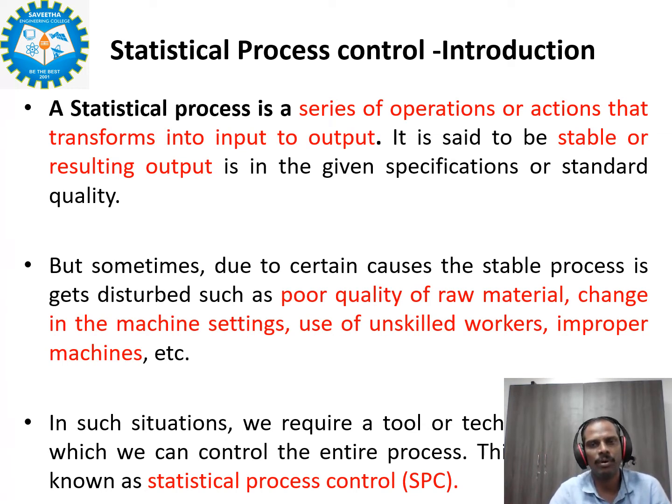It is a series of operations or actions that transforms the input into the output. It is said to be a stable process if the resulting output meets the required specification or standard quality. But sometimes the stable process gets disturbed by poor quality of raw materials, changes in the machine setting, unskilled workers, or improper machines. In such situations, the tool called statistical process control technology is implemented to reduce these types of variations and get the required quality.